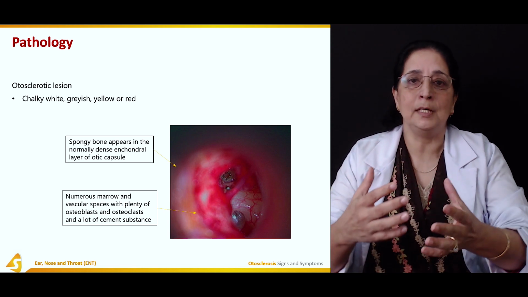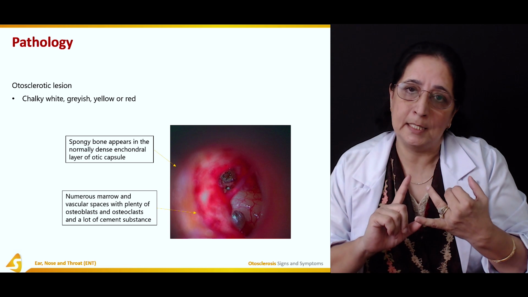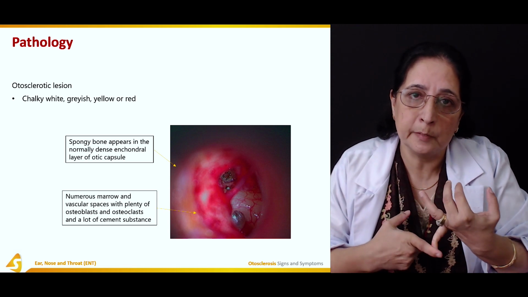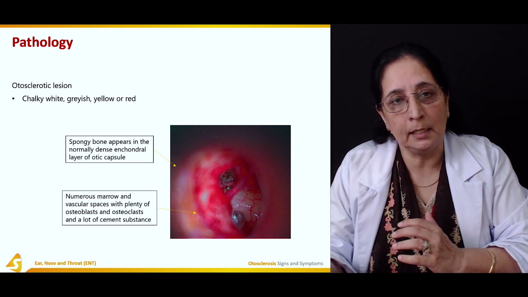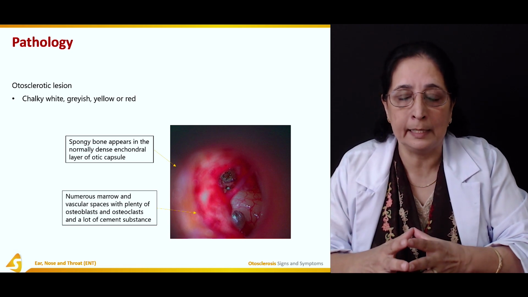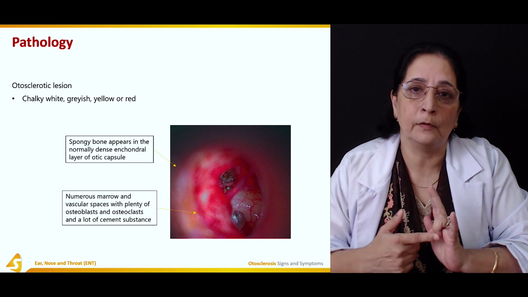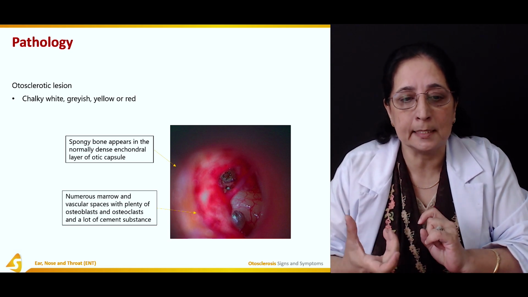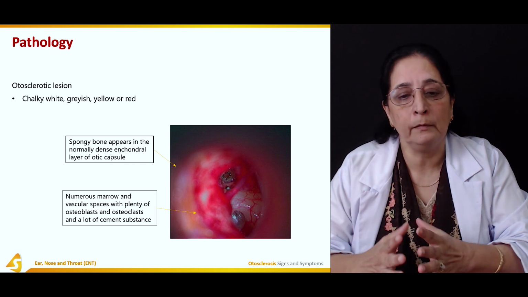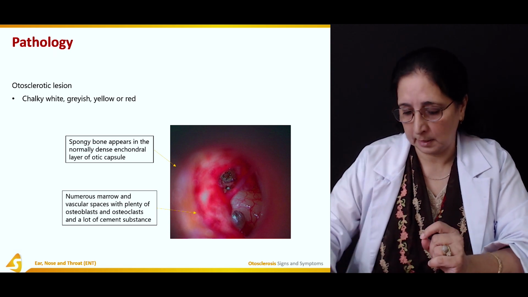So now if you see the pathology, there is formation of spongy bone in the otic capsule by replacing the endochondral layer. There is formation of osteoblasts, osteoclasts and cement-like substance, and plenty of vascular spaces.